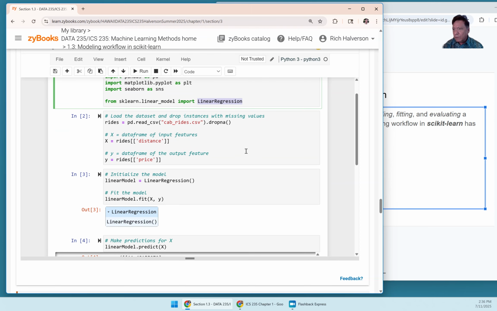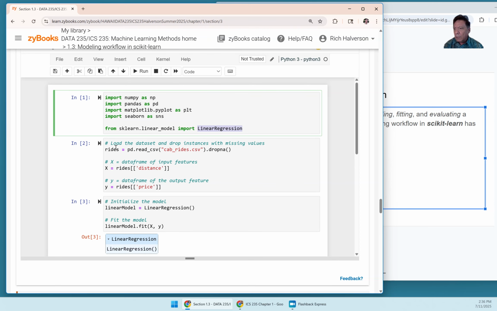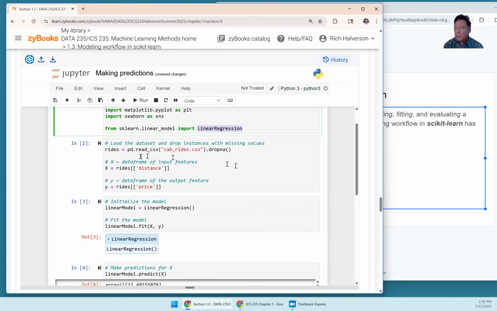So the first thing is we want to load the data set. I guess we can't see the data set, but it's got a distance column. It's in a nice two-dimensional array, where each row in the array is an instance. There's a whole bunch of them. There's a distance column and a price column, and this is all old data, and that's what we're going to use.